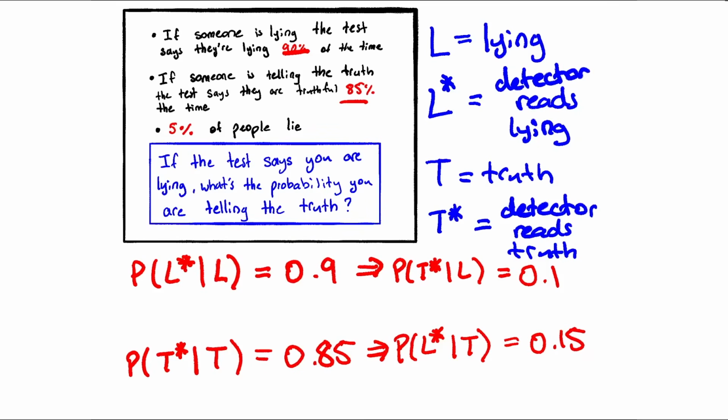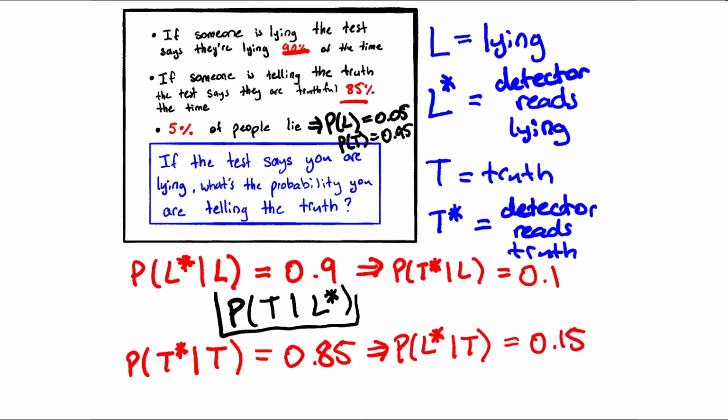Finally, from this statement right here, if 5% of people lie, we know the probability of L equals 0.05. That's the probability that people lie is 5%. And that also means that the probability that people tell the truth is 0.95. That's just the complement of the probability that people lie. And then to conclude, what are we actually being asked for? The question says, if the test says you are lying, what's the probability you are telling the truth? So what we're looking for is the probability that you are telling the truth given that the test says you are lying.